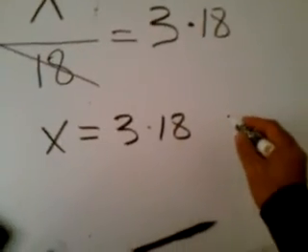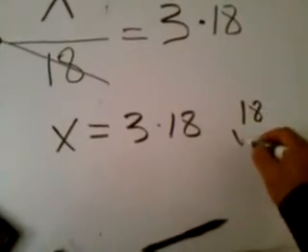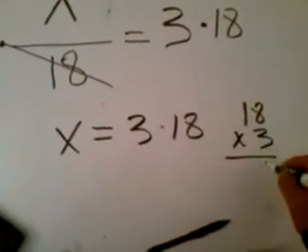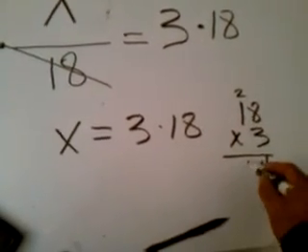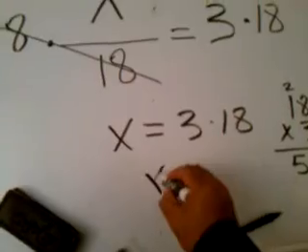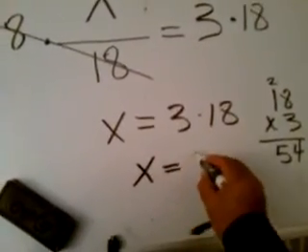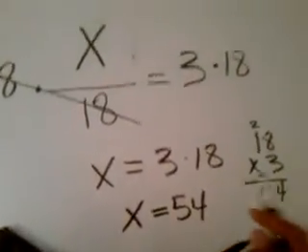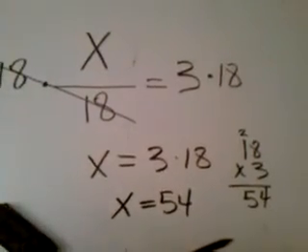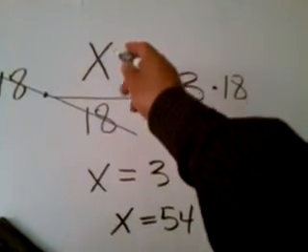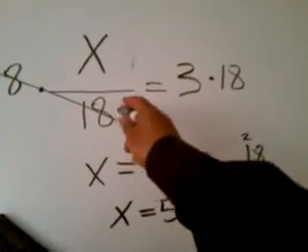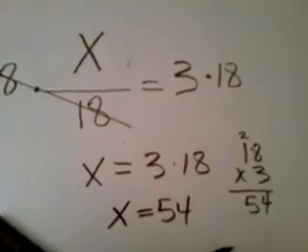And just to do it on the side for you, 18 times 3: 8 times 3 is 24, carry the 2, 3 times 1 is 3, plus the 2 is 5. x equals 54. That means that Mr. Jones started with 54 counters, and when he took 54 counters and divided them by 18 students, each one would get 3.